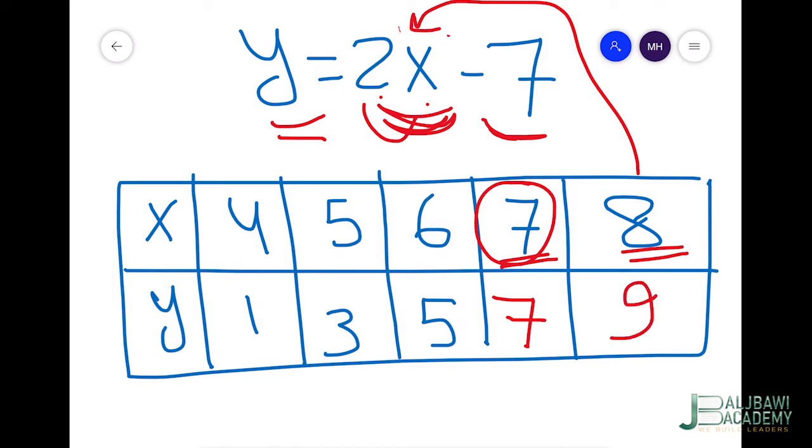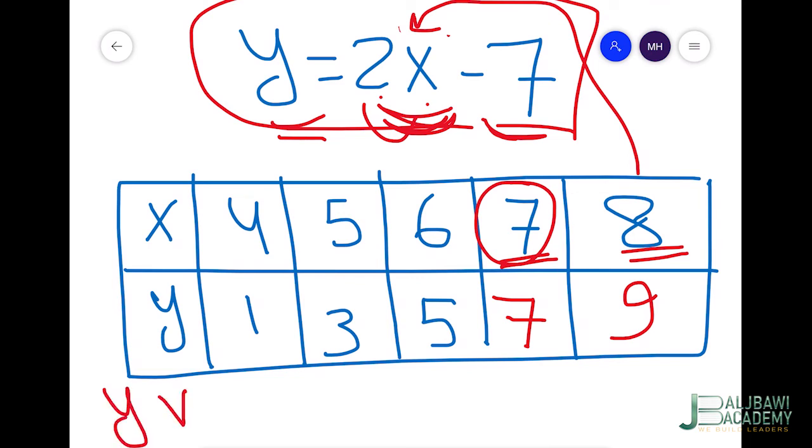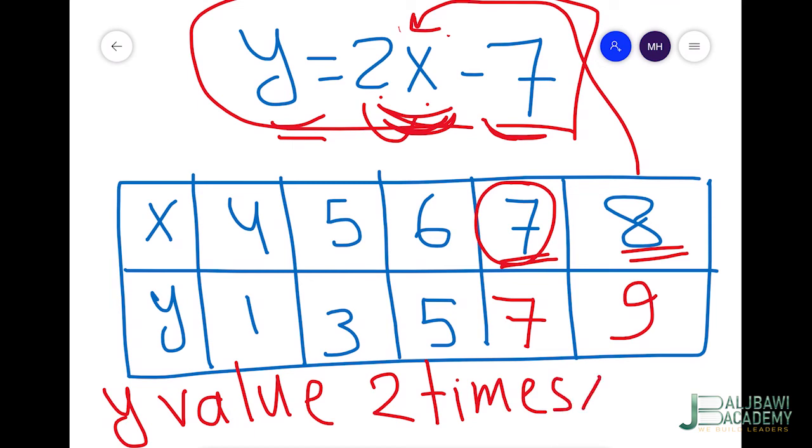In this example, we have completed the table using this equation. Now if I want to write the rule that fits the pattern in this table, we can say the y value is equal to 2 times the x value minus 7. Because I want to write the rule in words, I can say the y value equals, or is equal to, 2 times x minus 7.